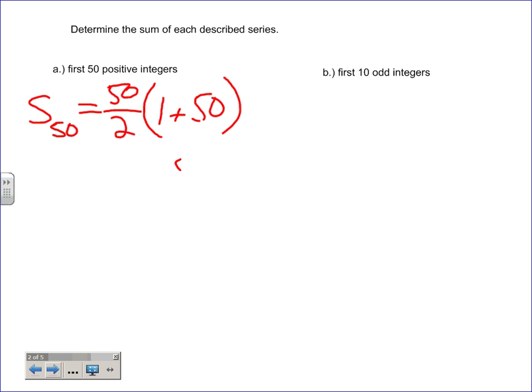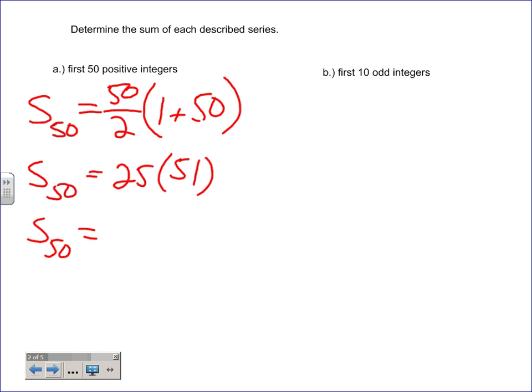And what do we got here? We got, what, 51? And we're going to take it times 25, right? And that will be the sum of the first 50 terms. And you go ahead. What do you get? $1,275.